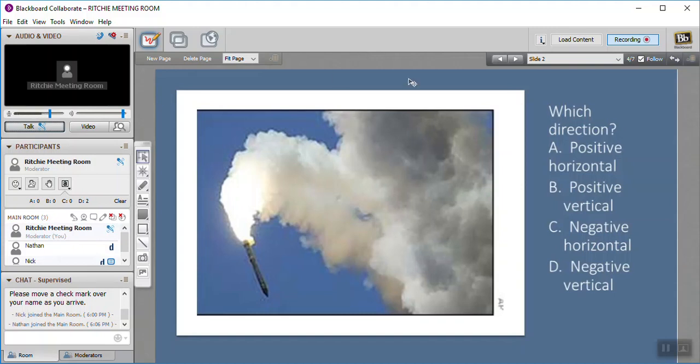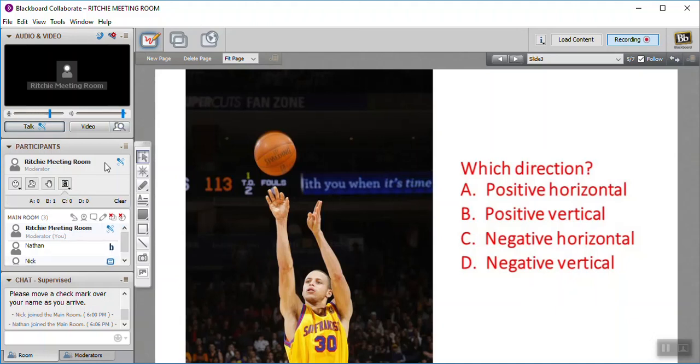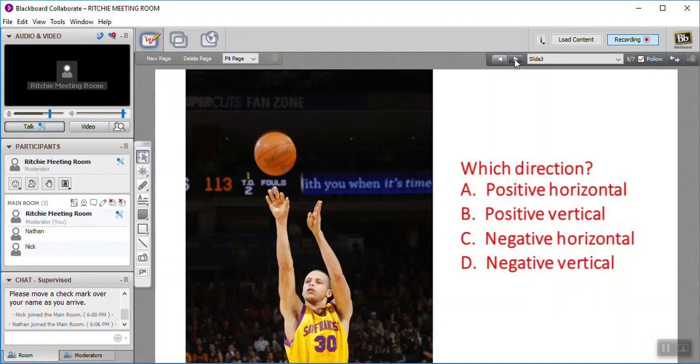Excellent. This is going in the negative vertical direction. Good job, guys. Okay, which direction? He's throwing the basketball in the upward direction. Positive horizontal, positive vertical, negative horizontal, or negative vertical. A, B, C, or D. Excellent. Positive vertical is correct.